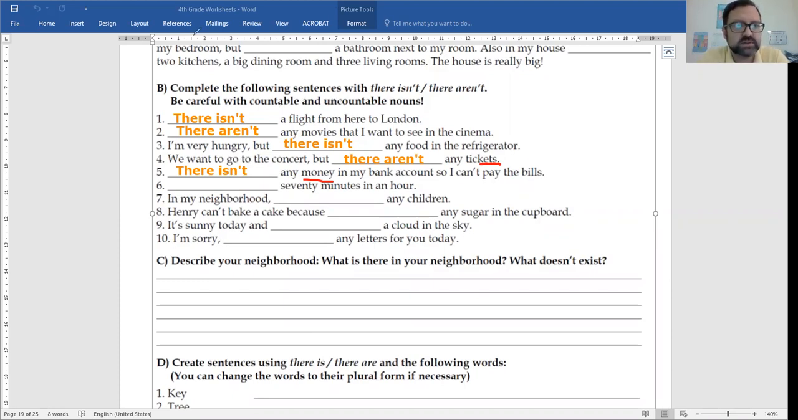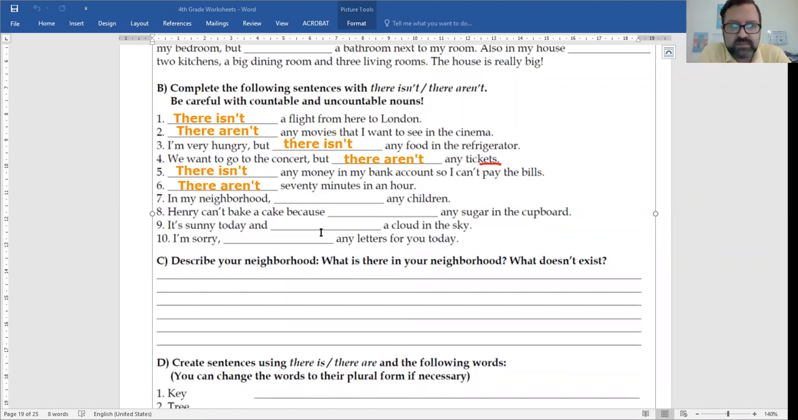All right, next one. Number six, blank 70 minutes in an hour, okay? Yes, there are not 70 minutes in an hour. There aren't 70 minutes in an hour. There are 60 minutes in an hour.